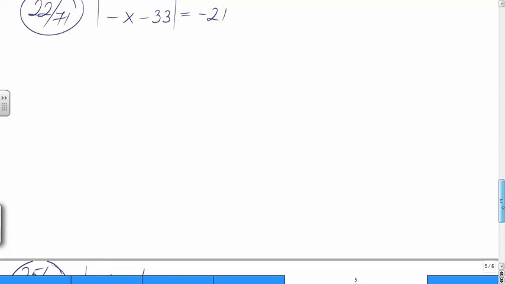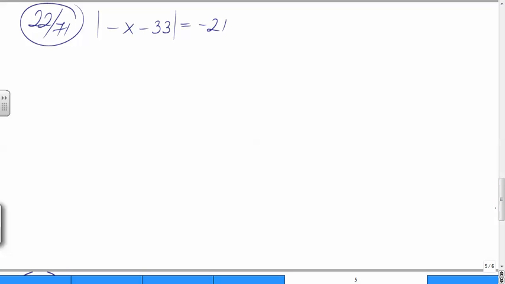22 first. By the way, I just realized that on problem number 19, I copied the problem wrong, because in your book you have -y times, but you know what? It really doesn't matter as long as you understand how I solved the problem, the way I put it on my Windows journal here. Good. Problem number 22. Absolute value equations.